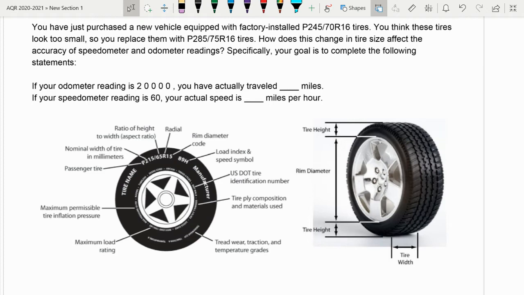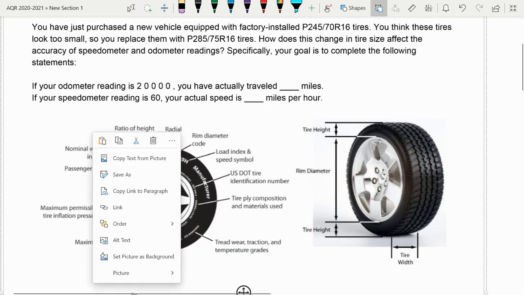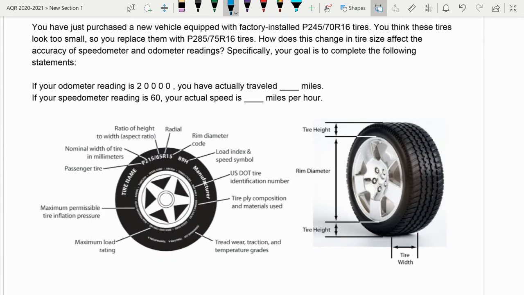So here's the main questions that you're answering in this thing. So if your odometer reading is 20,000, you have actually traveled how many miles? So that's telling you how far you're going. Okay, so if it's not picking up right, then it's not working. If your speedometer reading is 60, your actual speed is blank miles per hour. So that's another thing right there. Okay, so those are the two main things you're going to do.